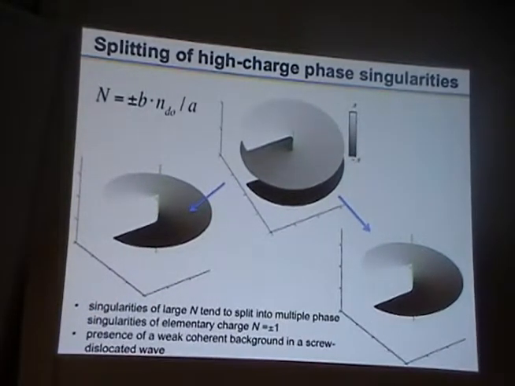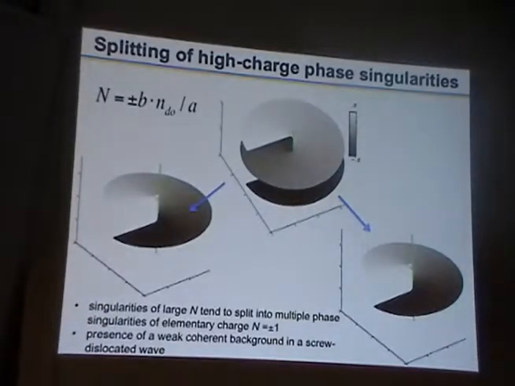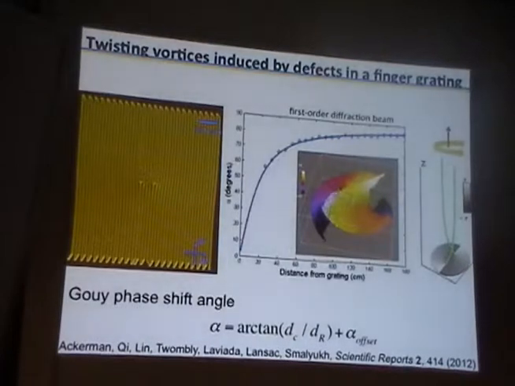And it's interesting that this is analogous to what we observe in liquid crystals, where defect lines with high strengths tend to split into defect lines with elementary winding number or strengths. But here this is because of different reasons. It's not because of energetic reasons, but because of the presence of coherent background in the screw dislocation, the dislocated waves.